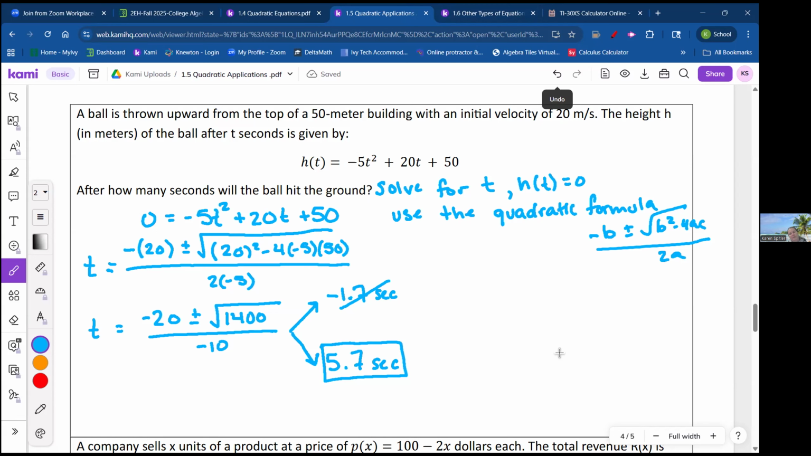Questions on that one? On our tests, will we need to memorize the quadratic formula, or would we have the formula written down for us? The quadratic formula will be given to you on the midterm and final exam.